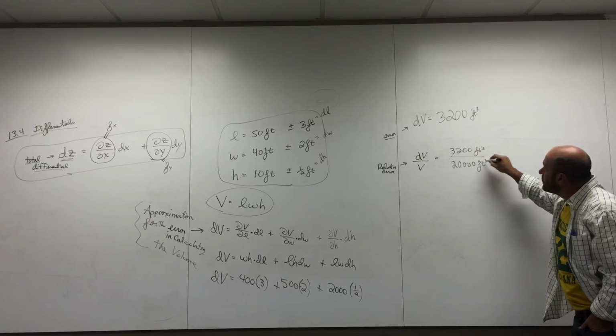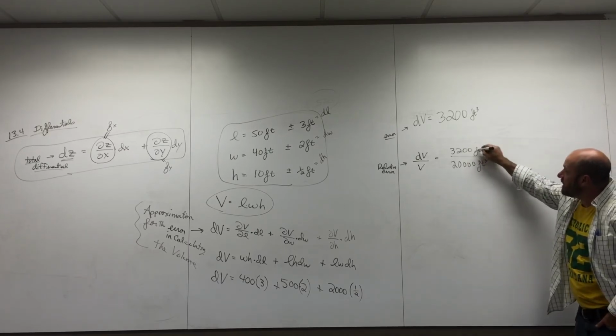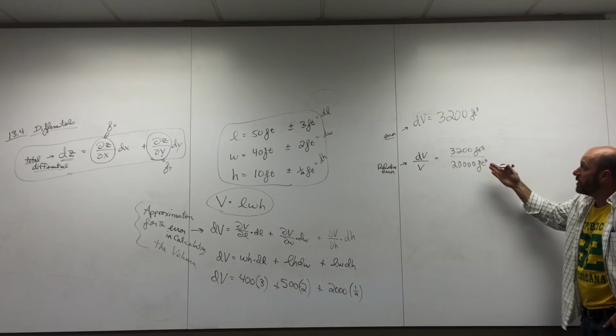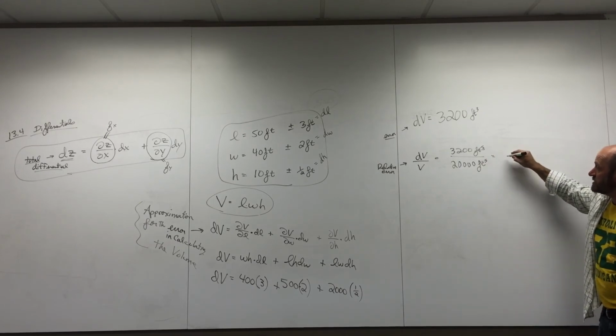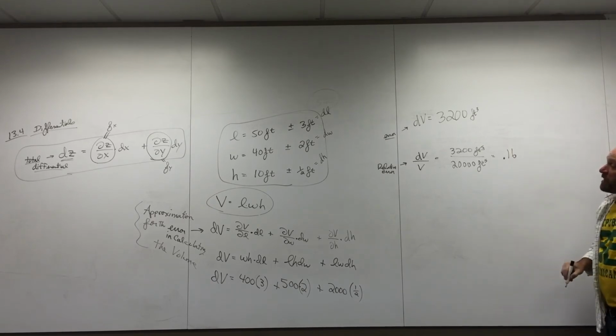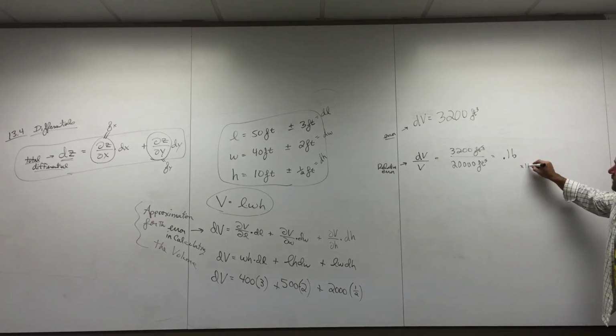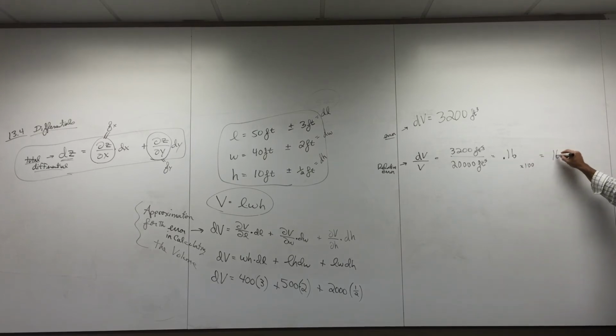Now, by the way, look at this. Cubic feet over cubic feet cancels. I mean, this is just a number. It's a decimal. It's what? 0.16. Do you want to make that a percentage error? Then multiply by 100, and now it's 16%. And we could call that a percentage error if you want to.